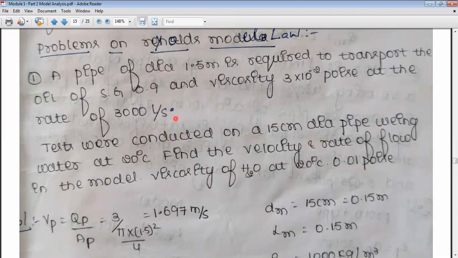Okay. See, in this question, you have to observe clearly what data they have given for the prototype and what data they have given for the model. Both the data will be given. You have to see carefully and enter the data. See here, a pipe of diameter 1.5 meter is required to transport the oil of specific gravity 0.9 and viscosity 3 into 10 power minus 2 poise at a rate of... Okay, tests were conducted on a 15 centimeter diameter pipe, means this 15 centimeter diameter pipe is a model, and the 1.5 meter diameter pipe is a prototype.